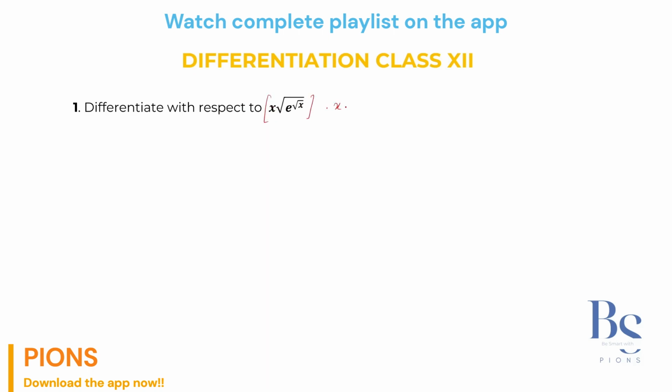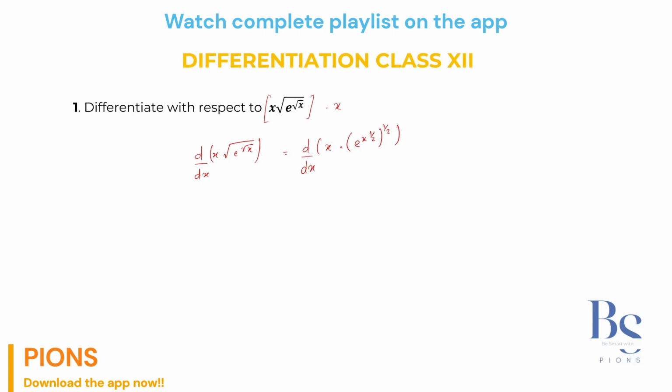Now pay attention. Here we can write it as d by dx of x root under e to the power root x, right? We are differentiating this. Now, x is in multiplication with this, so let's rewrite this expression in a much simpler manner. d by dx of x into (e^(x^(1/2)))^(1/2), because root is power half, right? And x is multiplied with this.